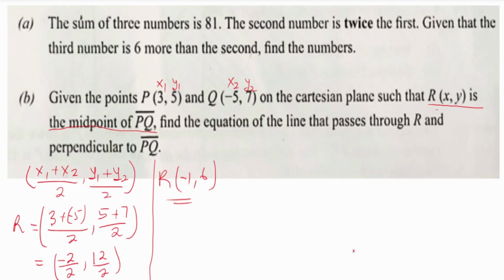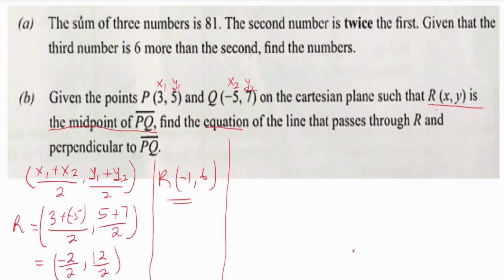Now, for us to be able to find the equation of a line that passes through R and is perpendicular to PQ, we first of all need to find the gradient of PQ, the negative reciprocal of which we will use as the gradient of the new line which is perpendicular to PQ. So let's go ahead and find the gradient of PQ.